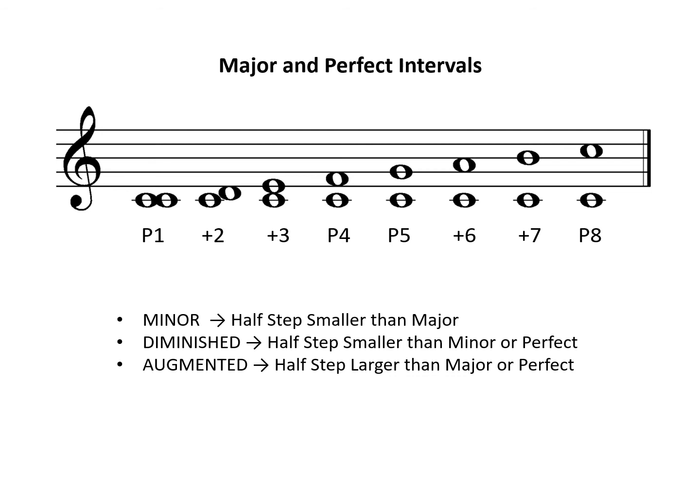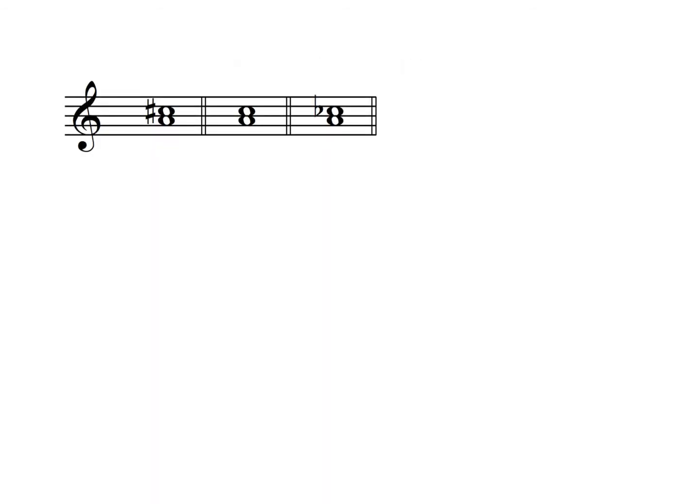So now let's look at some examples. This first interval is a major third. When the upper note C sharp is lowered to C, the interval becomes a half step smaller, and so now it's a minor third. When the top note of the minor third C is lowered to C flat, it becomes smaller again. And so now it's a diminished third.